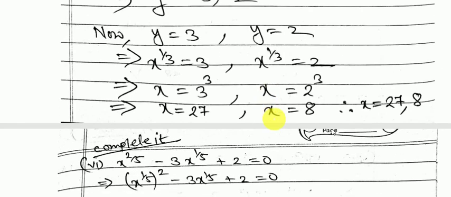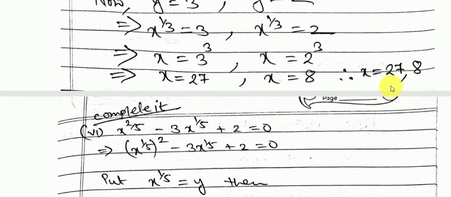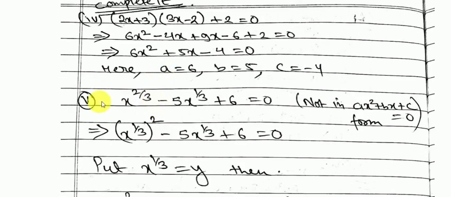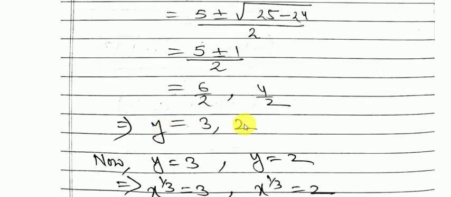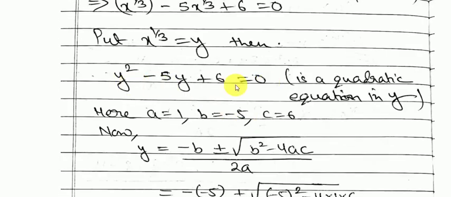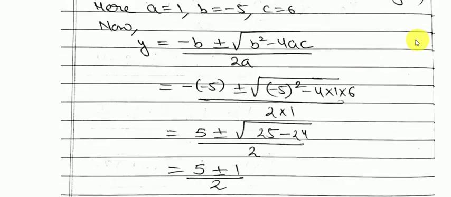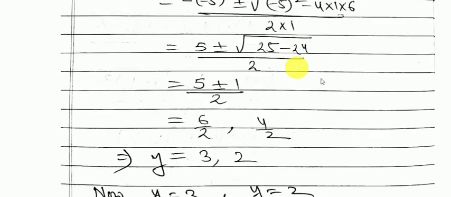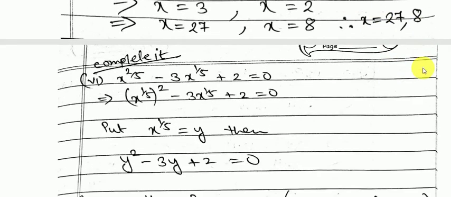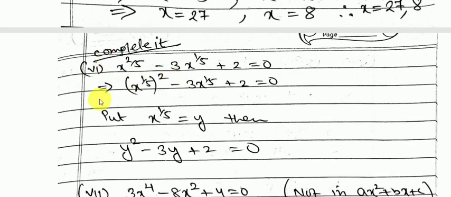Before saying that 27 and 8 is the answer, in rough or using a calculator, you should always confirm whether these x values, 27 and 8, will satisfy this or not. Obviously 3 and 2 will satisfy this, but for x equal to 27 and 8 you have to check. After getting the value, obviously here it's satisfying, that's why it's written. Okay, next question number 6.